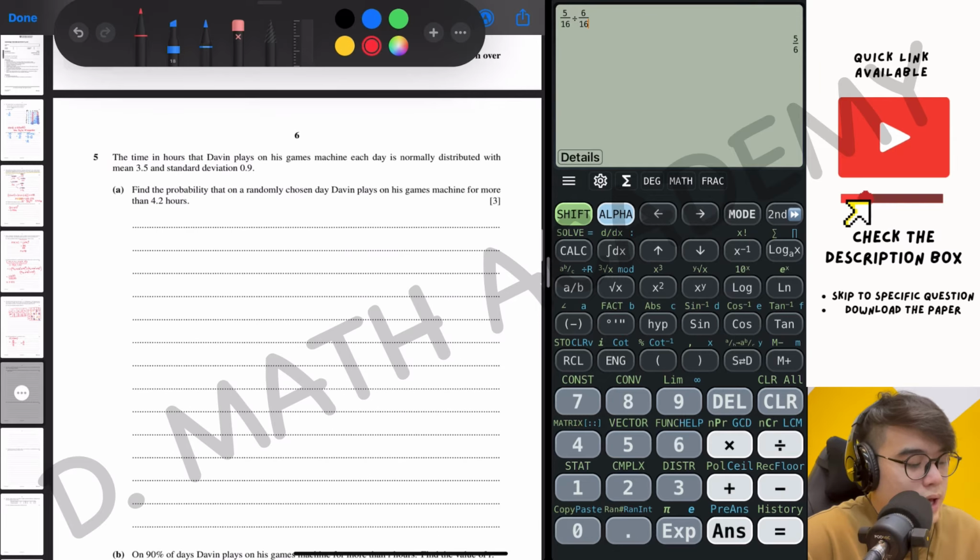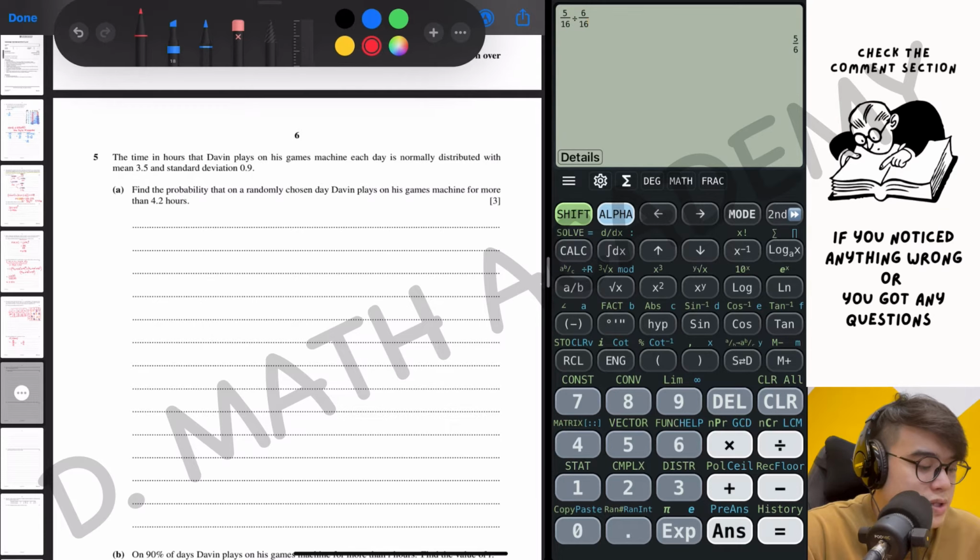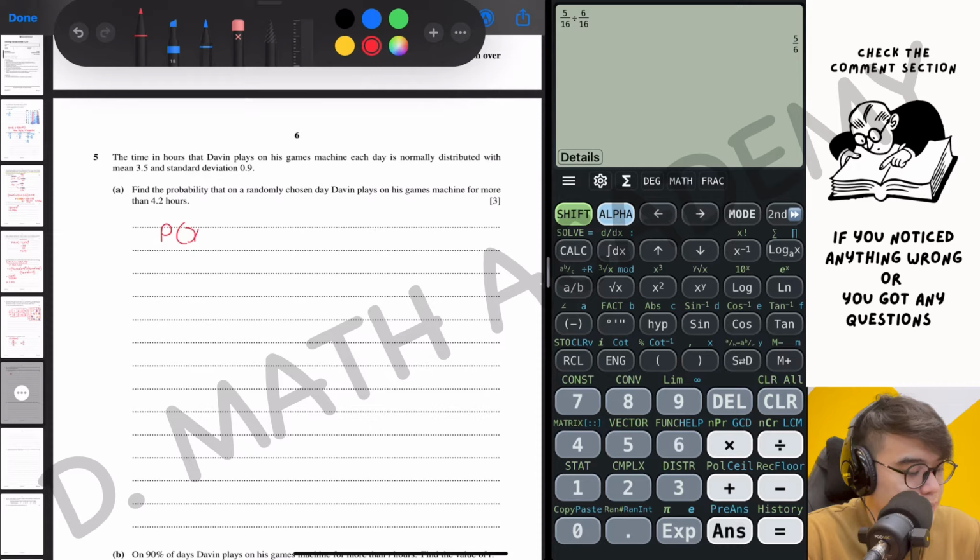Next question, what we have here is a normal distribution question, which means that we might have to check our Z table that was given in your formula sheet. The time in hours that Darwin plays on his game machine every day is normally distributed with a mean of 3.5 and a standard deviation of 0.9. They wanted it to be more than 4.2 hours. So that's the key word here.